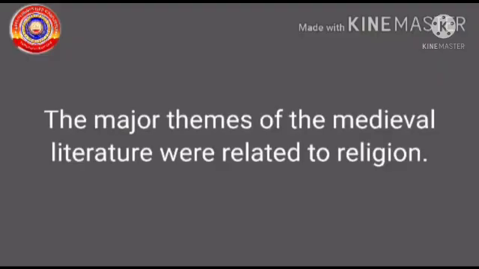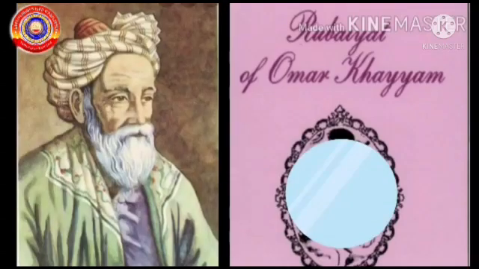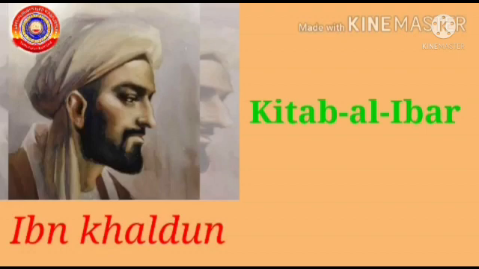The major themes of the medieval literature were related to religion. Some authors and their works of that period are: first one, Omar Khayyam. His work was called Rubaiyat. Next is Al-Firdausi. His work was called Shahnama. Next is Ibn Khaldun. His work was called Kitab al-Ibar.